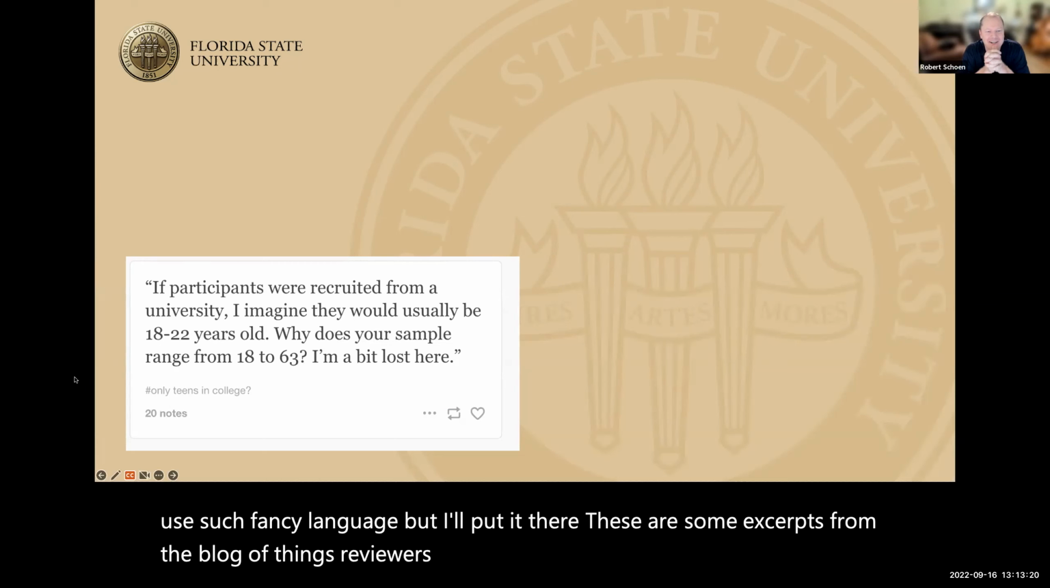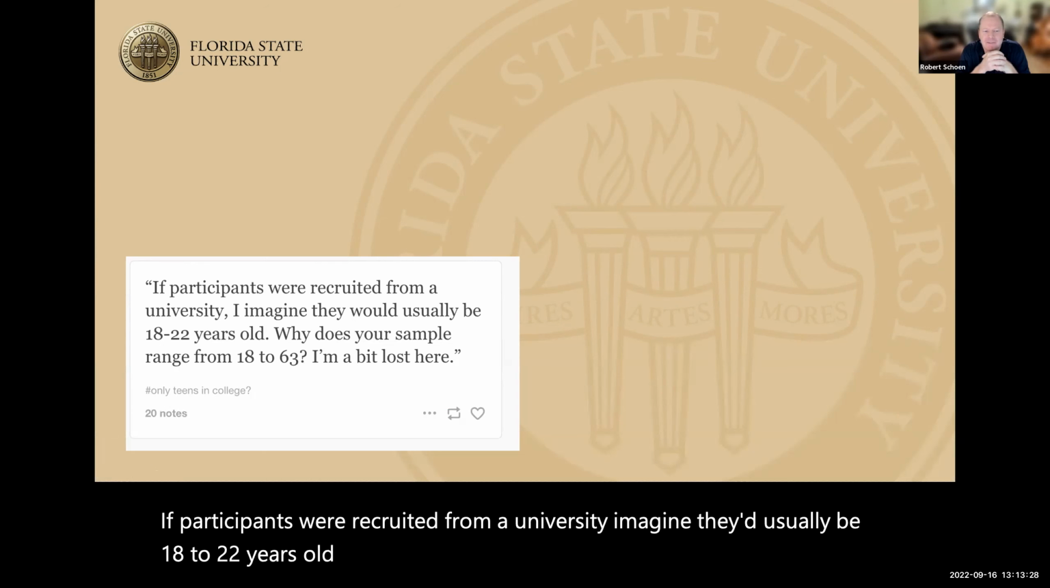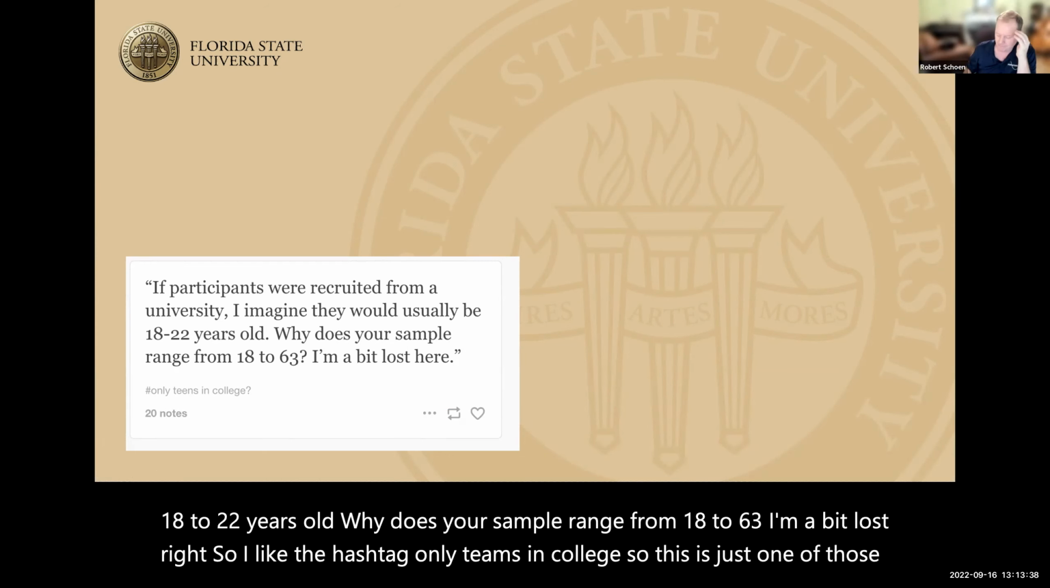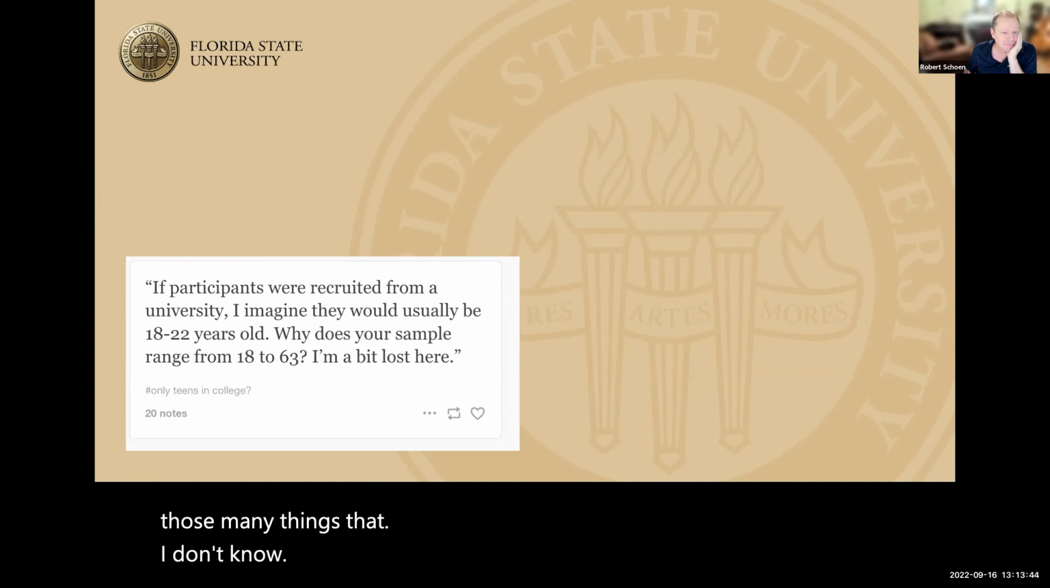So here's one. If participants were recruited from a university, I imagine they'd usually be 18 to 22 years old. Why does your sample range from 18 to 63? I'm a bit lost, right? So I like the hashtag only teens in college. So this is just one of those many things that, I don't know, unthoughtful, uninformed reviewers might say.